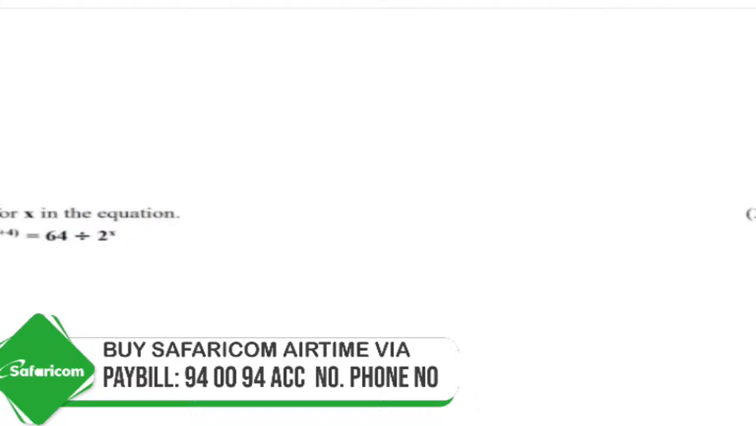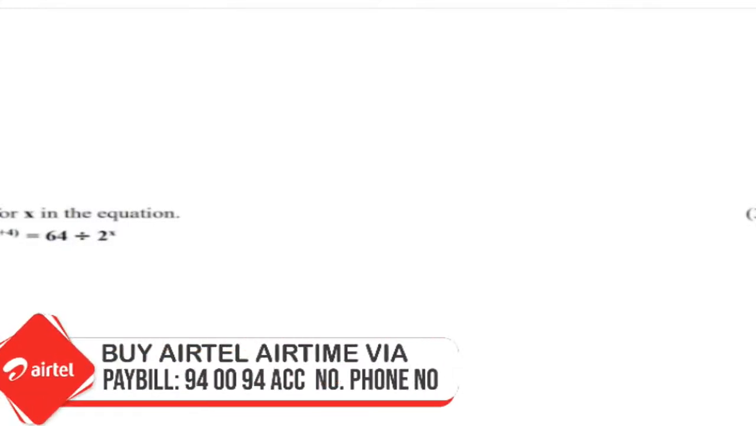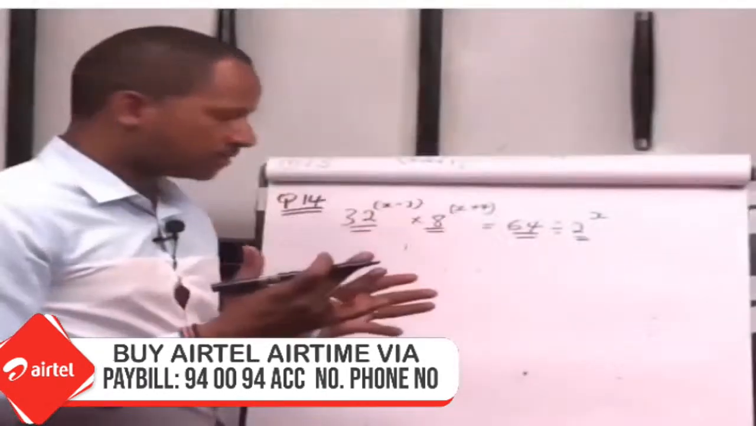So we can see the bases are different. So make them to the same base, because these are indices. You make them to the same base, then you collect their powers. If they are multiplication, you add their powers to the same base. If they are division, you subtract their powers to the same base.